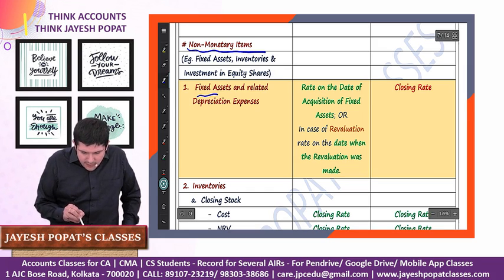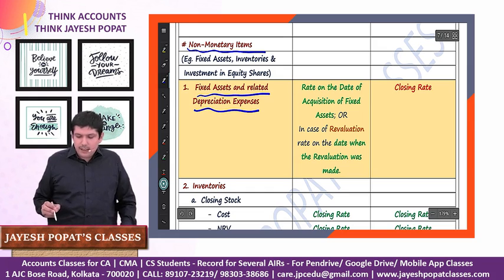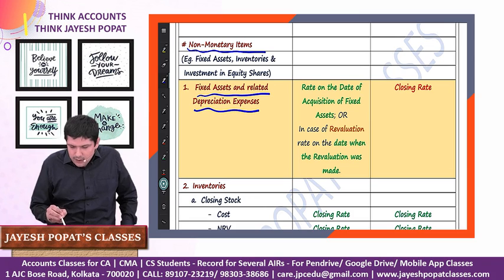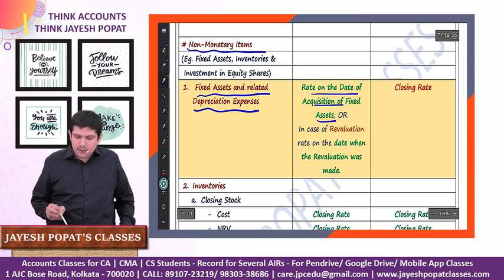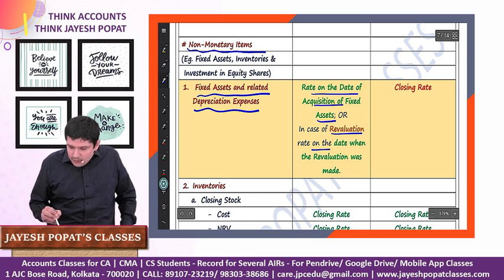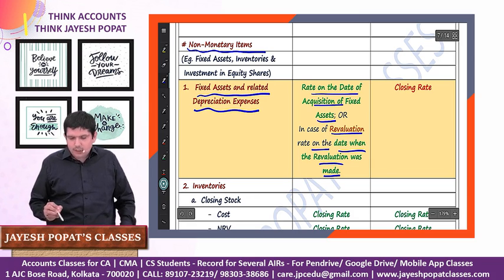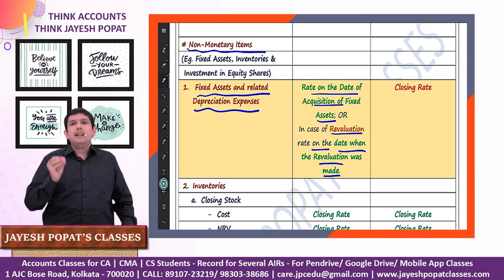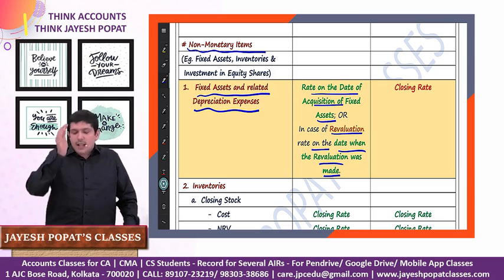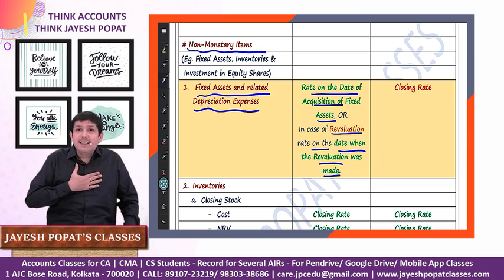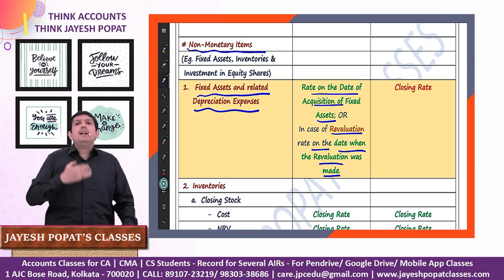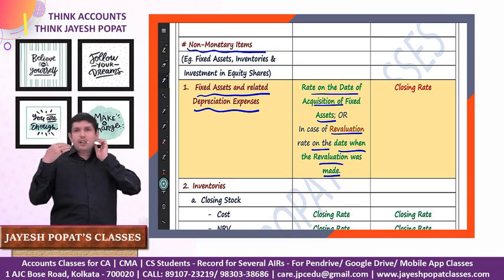If there is a fixed asset and related depreciation expense, if it is an integral foreign operation, we will use the rate on the date of acquisition of the fixed asset, or in case of revaluation, the date on which the revaluation was made. See, the normal rule was that in case of a non-monetary item, we use the rate on the date the transaction has taken place. And integral, we are considering that it is our extension, it belongs to us, it directly impacts us. So the same rule which I apply for myself, I will apply for conversion of my integral foreign operation.